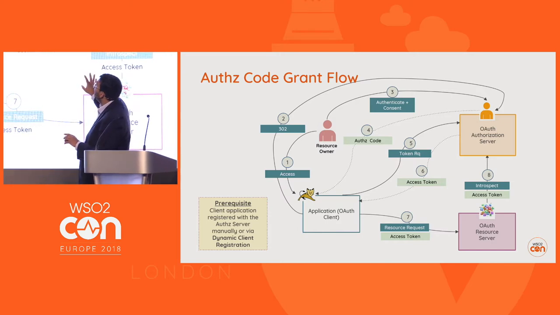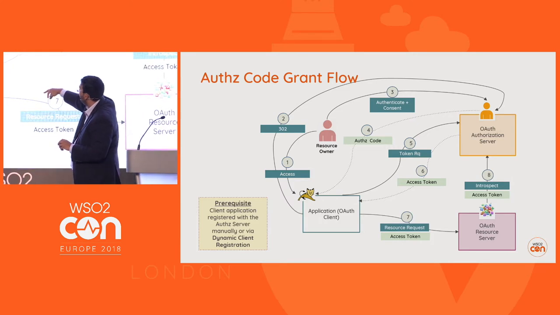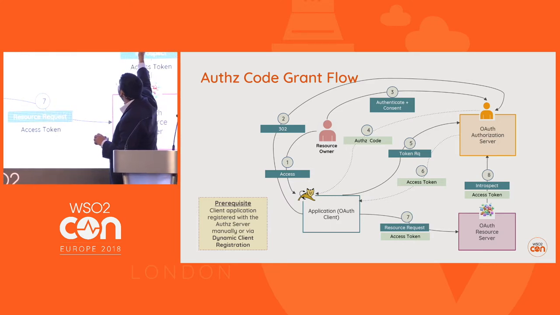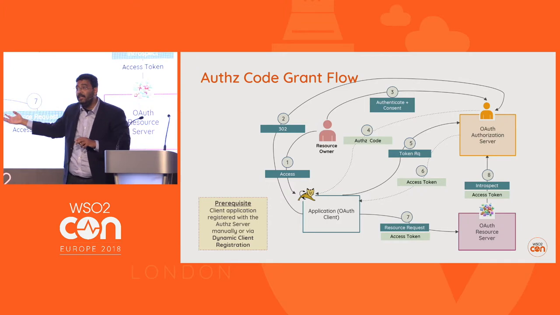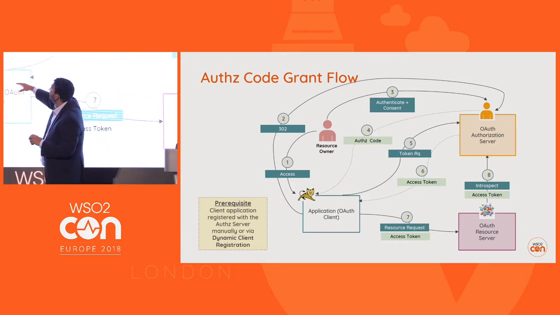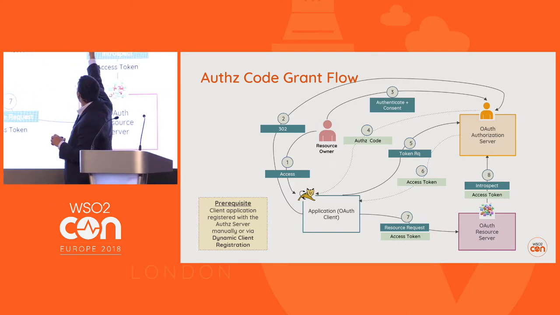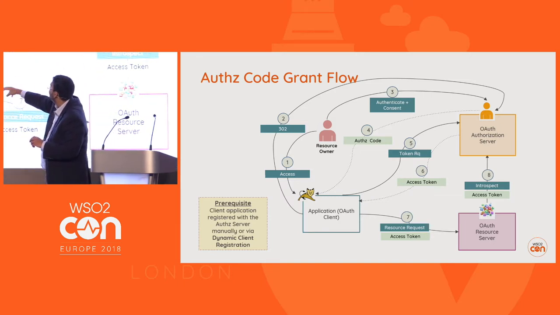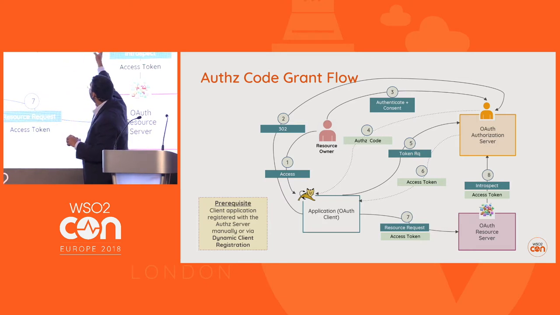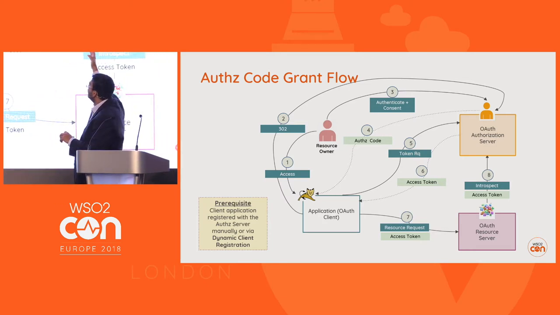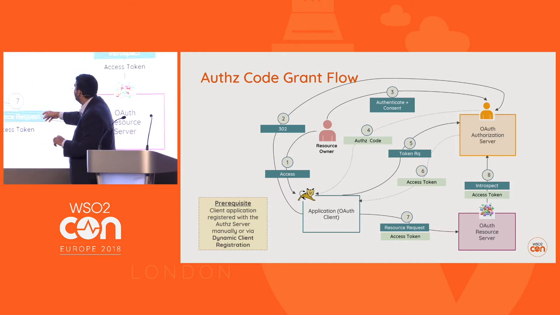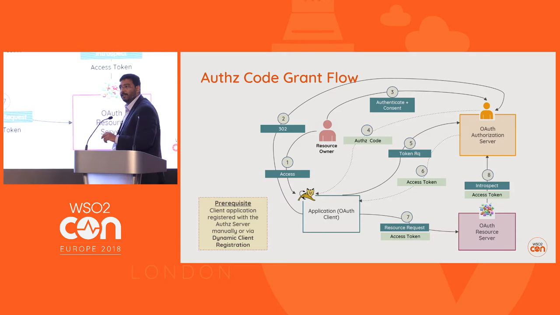This is just a flow of how the authorization code grant flow works. For example, the resource owner, who is the user, is trying to access the application, which will redirect you to the identity server where the user can log in and provide consent, whether he is allowing this particular application to access the resource on behalf of the user. So this authorization server will provide an authorization code to the application. By using that code, the application can request an access token, and then pass it to the resource server to get the resource, right?